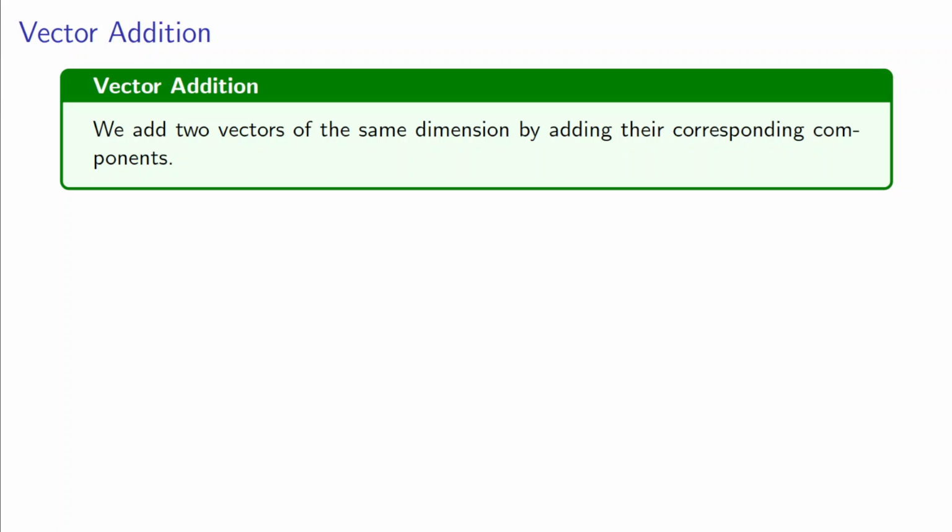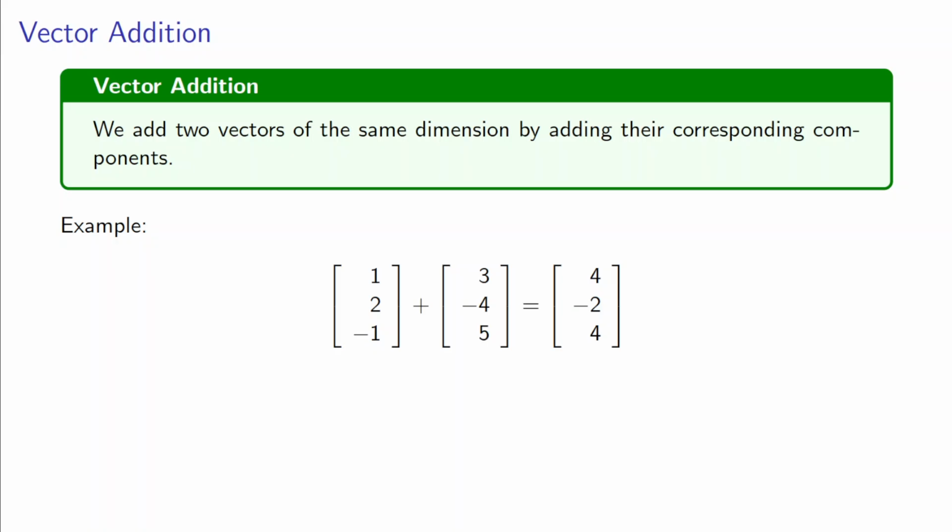And then the other operation is vector addition. And when we add 2 vectors, we just add the corresponding components. We can only add 2 vectors that are the same dimension. So we don't want to try and add a 3-dimensional and a 7-dimensional vector together. That doesn't really make sense. So when we're talking about vector addition, it's always going to be 2 vectors that are the same dimension. So here are 2 3-dimensional vectors that we can add together, 1, 2, -1, plus 3, -4, 5. And so you can see 1 plus 3 is 4, 2 plus -4 is -2, -1 plus 5 is 4.